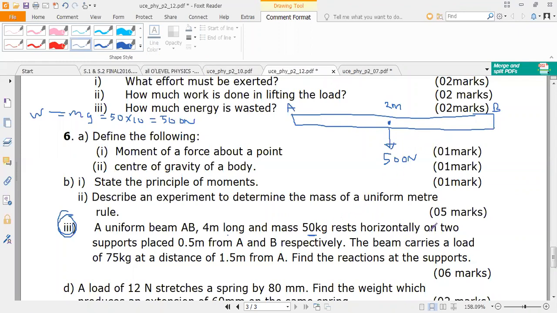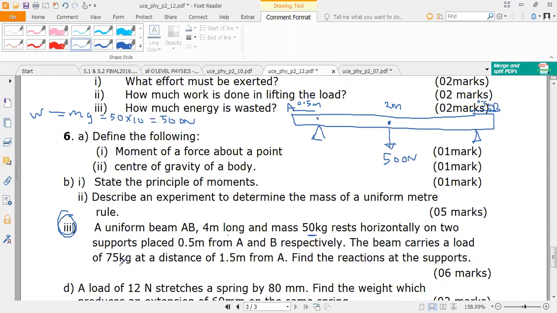They are saying that it rests horizontally on two supports placed 0.5 meters from A. So there is a support which is at 0.5 meters from A, meaning that from here up to here is 0.5 meters. And then there is another support here, which is also at a distance of 0.5 meters from B. This distance is also 0.5 meters, this time from B.